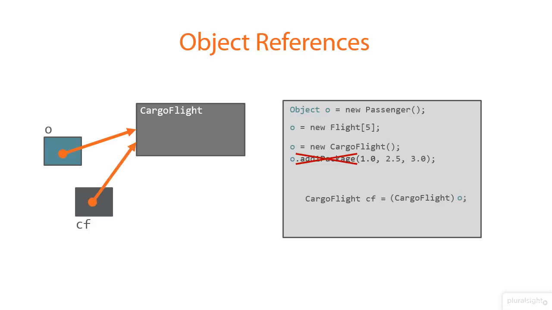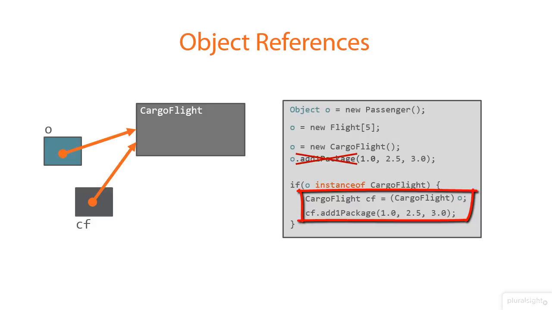So now using CF, we can call add one package. And again, to reinforce this point, we want to make sure when we made that assignment that there really was a cargo flight in O. If there's any doubt about that, we can verify it in code. We can wrap this in a condition that says, well, if O instanceof cargo flight. What that'll do at runtime is it'll actually look at the object pointed to by O and make sure it actually is a cargo flight. If it wasn't, we wouldn't have run the code in there that assigns it to the cargo flight CF.